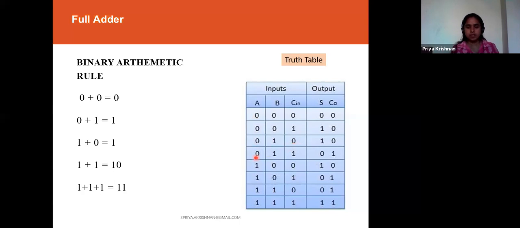So this step, 0 plus 1 plus 1. So 2 ones are there. So what is the answer? 1 plus 1 is equal to sum is 0, carry is 1. See, sum is 0 and here the carry is 1. So wherever you have two ones in a row, you have to follow this rule.